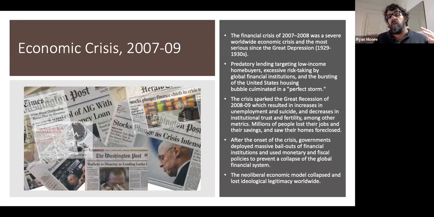All of this is a perfect storm of economic conditions that will have immensely devastating impacts, not on the people who started the crisis, but on more ordinary citizens. So the crisis that sparks this great recession results in increasing unemployment and suicide. It leads to the decrease in institutional trust among other metrics. And millions of people lost their jobs and their savings, saw their homes foreclosed upon. Again, as we've learned from looking at historical incidents of economic crisis, the people that end up paying for these financial meltdowns are certainly not the people that are responsible for starting them.